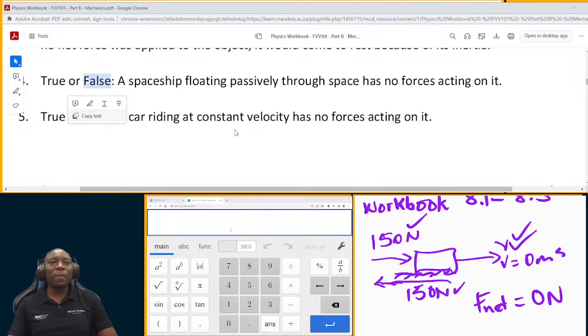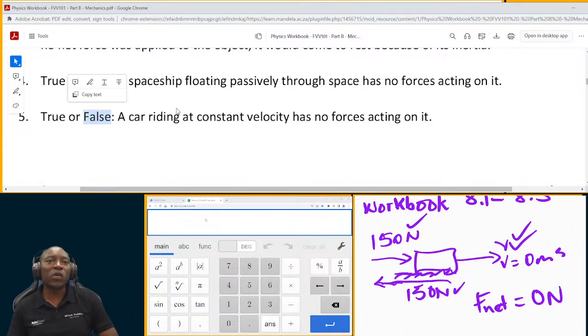And number 5: a car riding at constant velocity has no forces acting on it. Another one which is false. I think it's almost the same case. We have forces being balanced, the driving force and the frictional force, or the resistive forces, balancing out. Doesn't mean there are no forces.